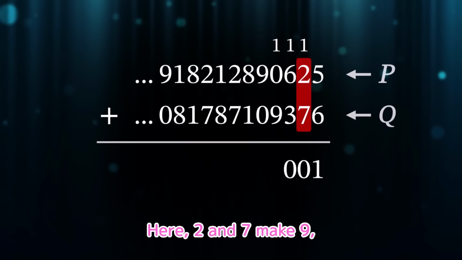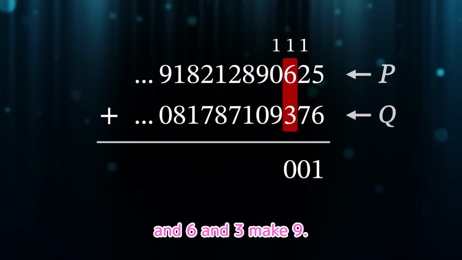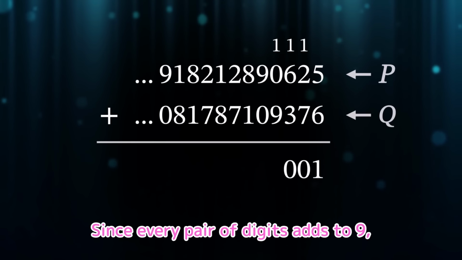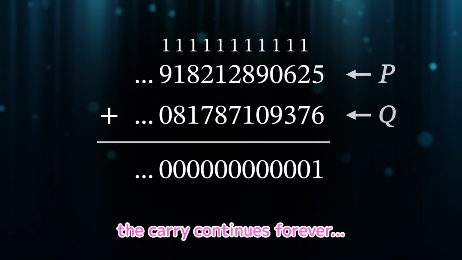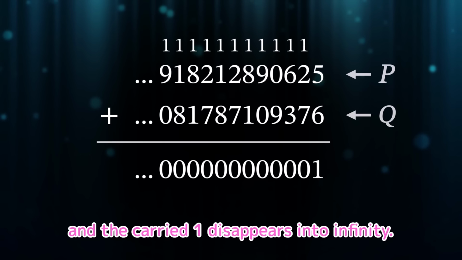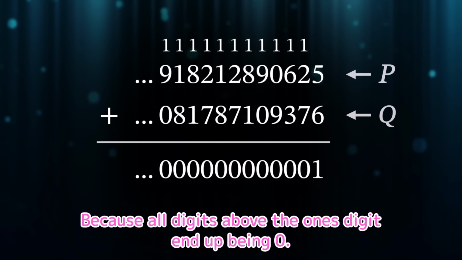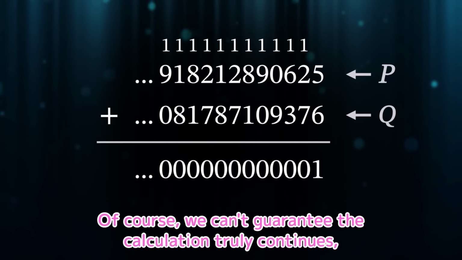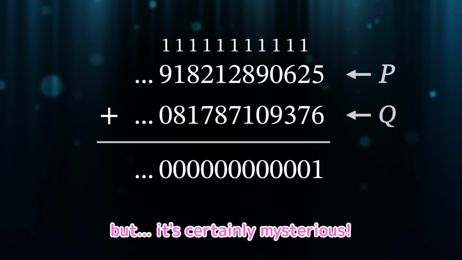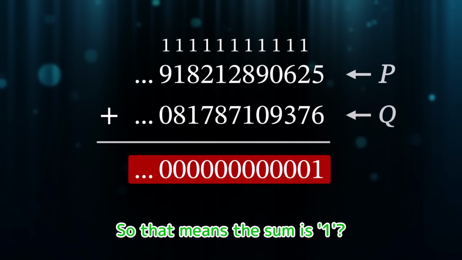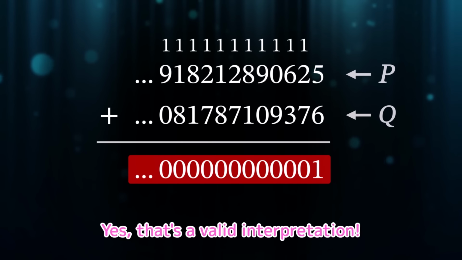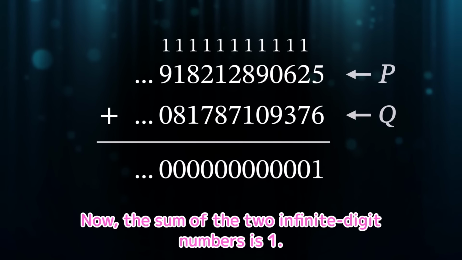Here, 2 and 7 make 9. And 6 and 3 make 9. Since every pair of digits adds to 9, the carry continues forever, and the carried 1 disappears into infinity, because all digits above the ones digit end up being 0. Of course, we can't guarantee the calculation truly continues, but it's certainly mysterious. So that means the sum is 1? Yes, that's a valid interpretation. Now, the sum of the two infinite digit numbers is 1.